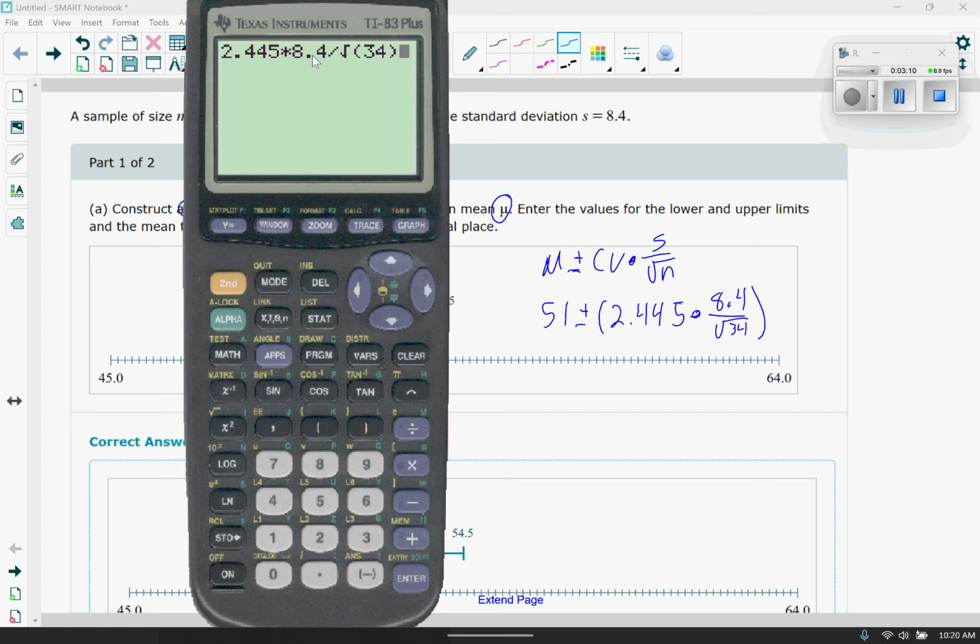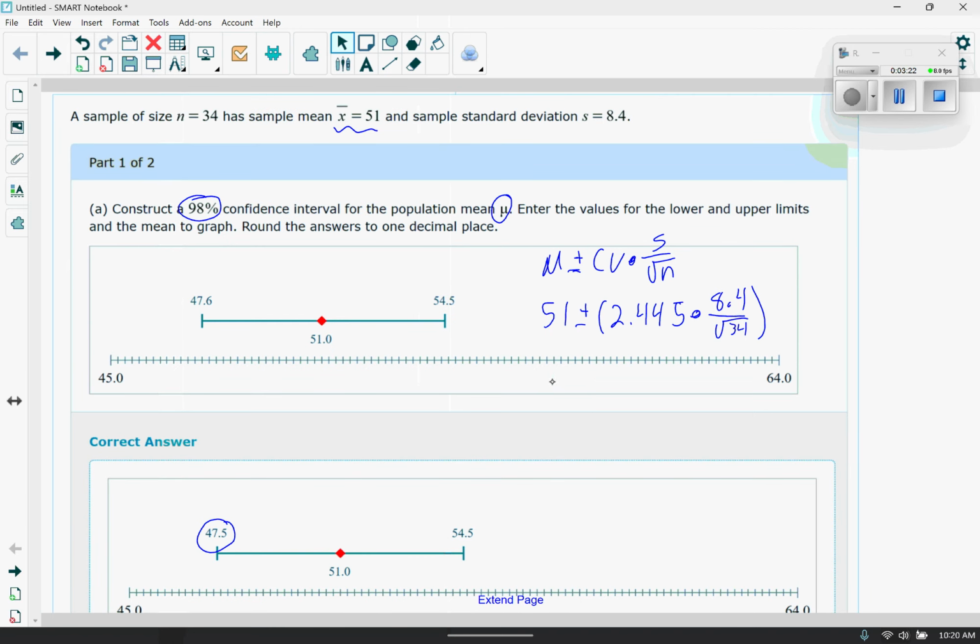So I got all that in here. So that's going to be my margin of error right there. They're going just one decimal place, so I will too. So 3.5. So we're supposed to add and subtract 3.5 from 51. So 51 plus or minus 3.5. And so when you subtract it, that's where you're going to get this right here. So 51 minus 3.5. And then when you add it, 51 plus 3.5, you're going to get the 54.5.